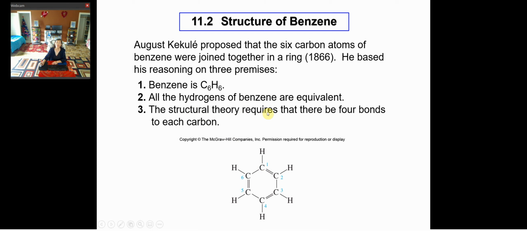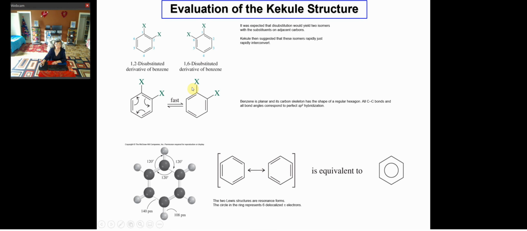The structural theory requires that each carbon have 4 bonds. That is another important point. If you have this benzene structural unit with carbon double, single, double, single, double, single bonds, and the double and single bonds interchange, you are going to have 2 different formulas. So you would expect 2 different isomers for each Kekulé structure. So you have 2 resonance formulas.